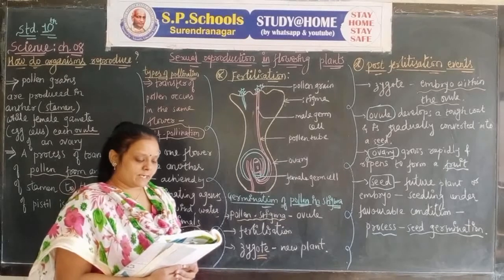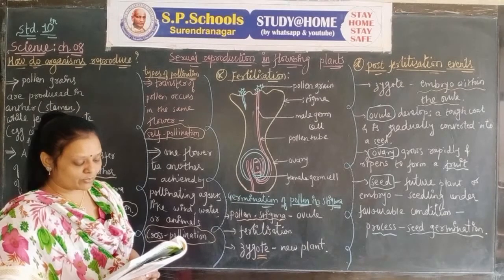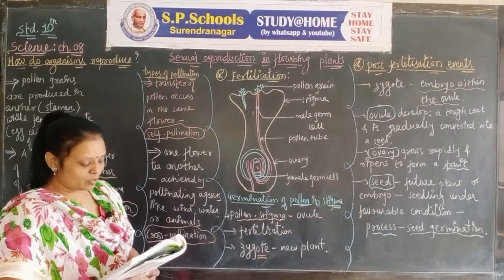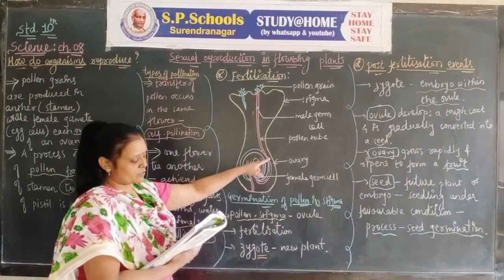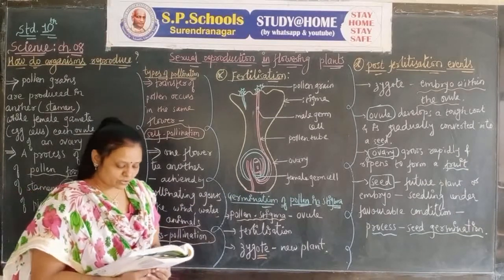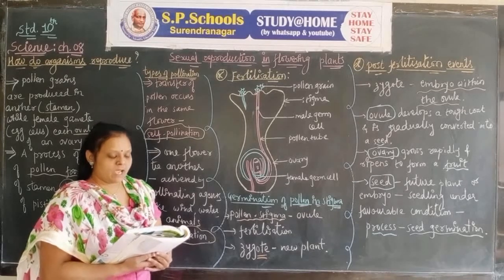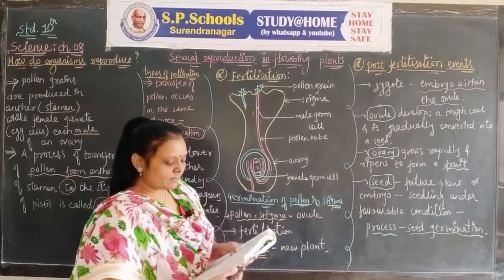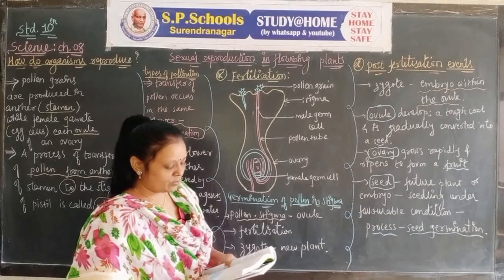After the pollen lands on a suitable stigma, it has to reach the female germ cells which are in the ovary. For this, a tube grows out of the pollen grain and travels through the style. After fertilization, the zygote divides several times to form an embryo within the ovule. The ovule develops a tough coat and is gradually converted into seed.